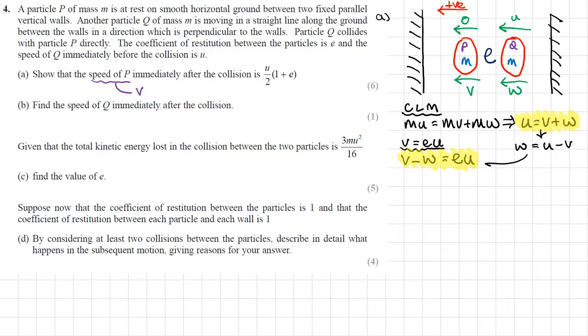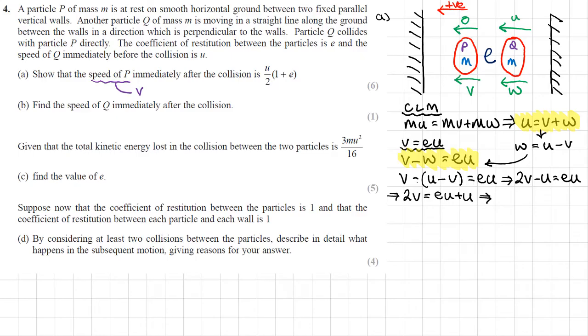So now let's substitute it into here, and so v minus, and then in brackets w, which is u minus v, is equal to eu. That will give me 2v minus u is equal to eu. Add u to both sides, 2v is equal to eu plus u.